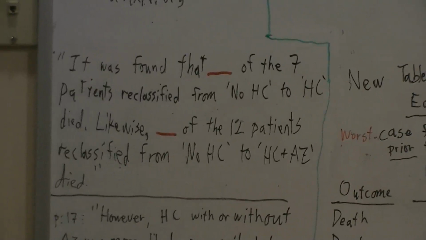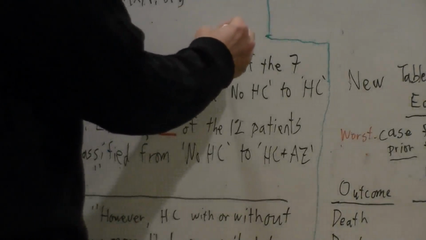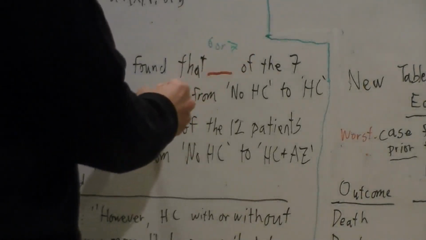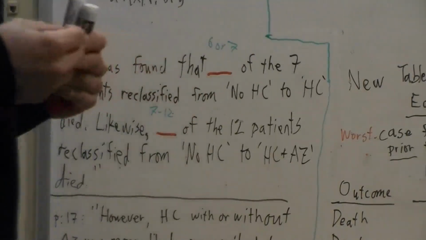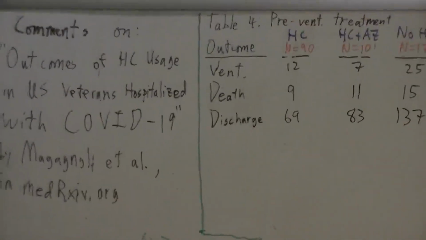done in the comments section of their own paper, where they state that it was found that, and they'd have to fill in a number, blank of the 7 patients reclassified from the no HC to the HC group died. Okay, likewise, blank of the 12 patients reclassified from no HC to HC died. And I want to make it clear here, we'll kind of demonstrate that this number has to either be 6 or 7, and this number has to be either 7 up to 12. Okay, and I can mathematically show that those are the only possible outcomes using the data that they provided.